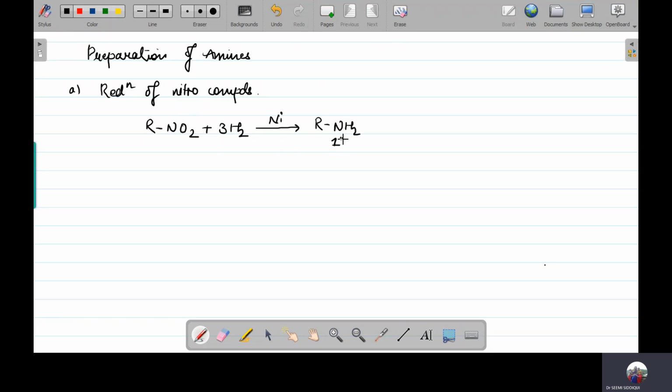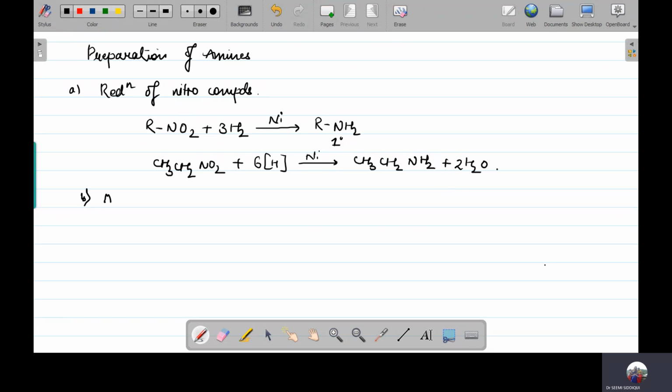Suppose you have CH3CH2NO2 and you reduce it in the presence of any reducing agent. You can take Fe in the presence of concentrated HCl, or you can take nickel, palladium, Sn, anything. What is going to happen? In your NO2 group, the oxygen is going to be replaced. So NH2 will come, plus a water molecule will get liberated.